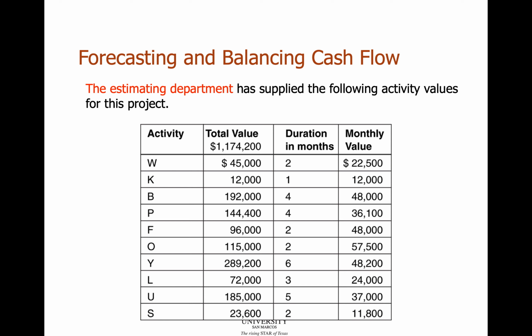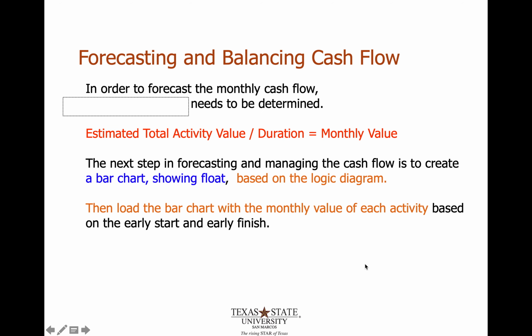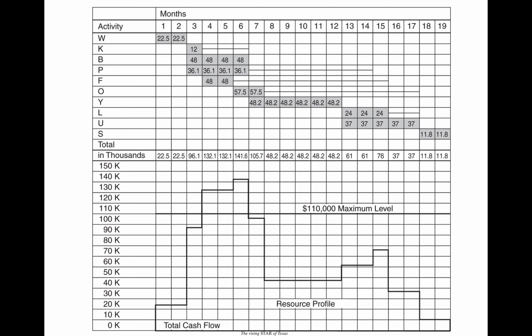In the bar chart that you just created, based off of this schedule, on the bar itself, we're going to write 22.5, 12, 48, 36. I'm just rounding these into thousands. So I do 57.5K, 48.2K, and so forth. That's what I mean by load the bar chart with the monthly value. It's just literally write it on it. And we'll see that here in this next slide.